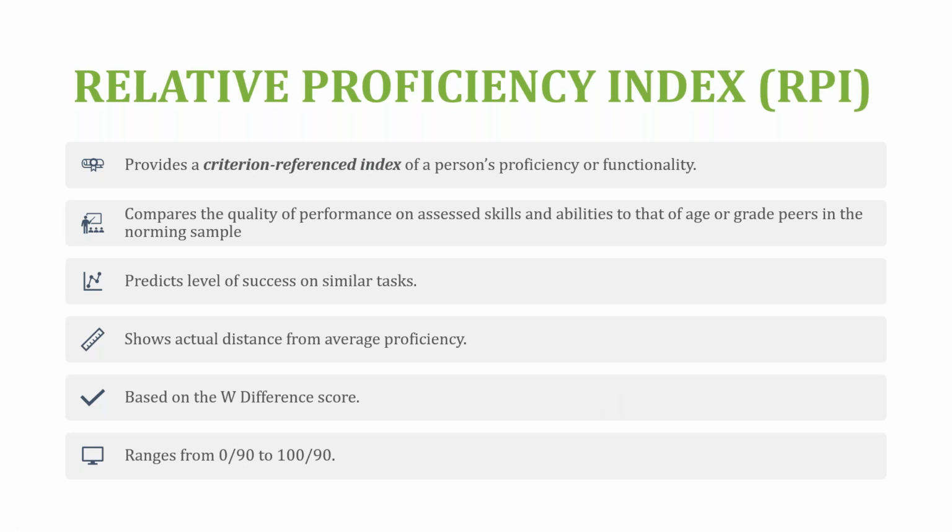So again, the Relative Proficiency Index provides a criterion referenced index of a student's performance. It describes the quality of performance on specific tasks of a given difficulty, not just where they rank. It predicts level of success on similar tasks, and shows the actual distance from average proficiency, or that reference W. It is based on a W difference score, and it's presented as a fraction, ranging from 0/90 to 100/90.